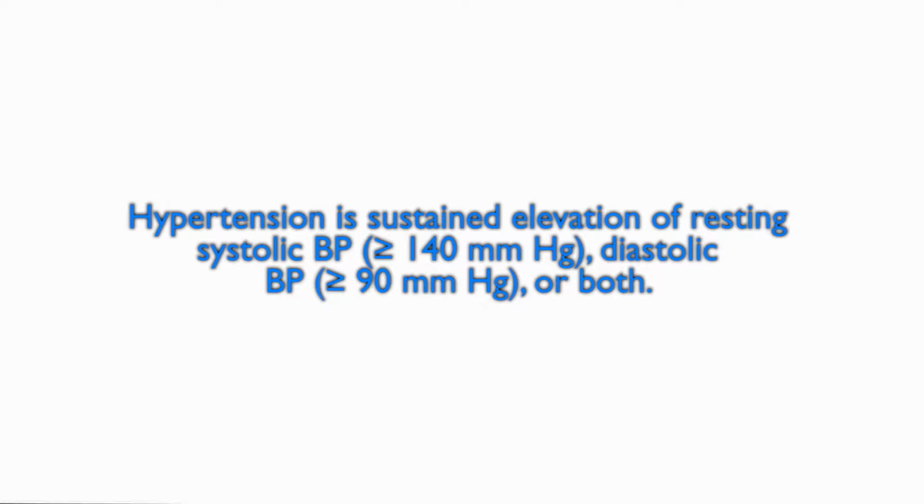The systolic blood pressure is the top number when you read a blood pressure out, and the diastolic blood pressure is the bottom number. So if you have 120 over 80, your systolic is 120, your diastolic is 80.